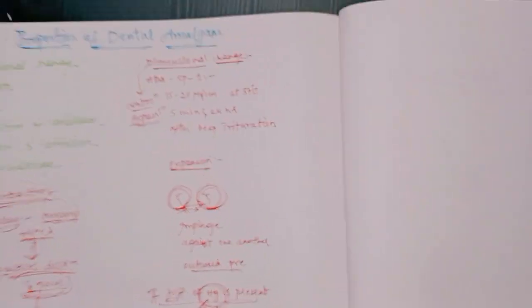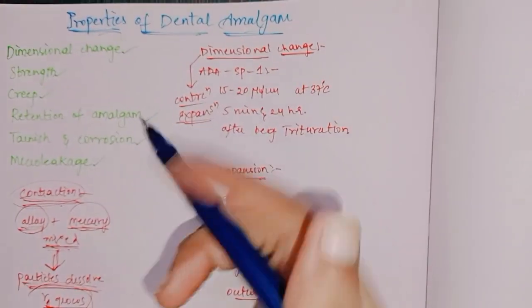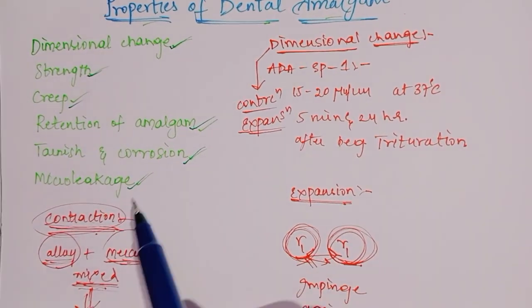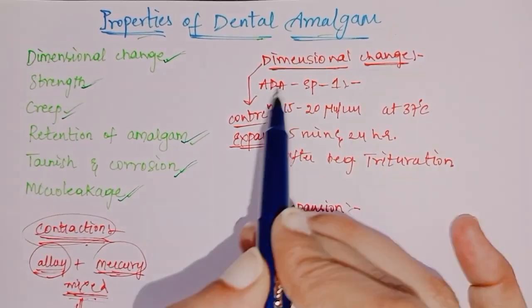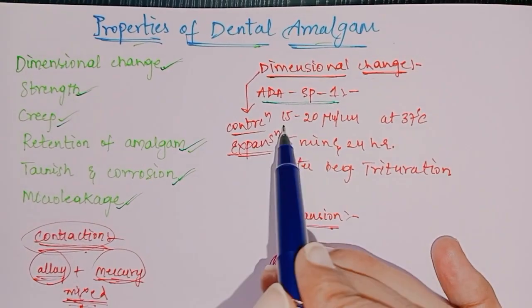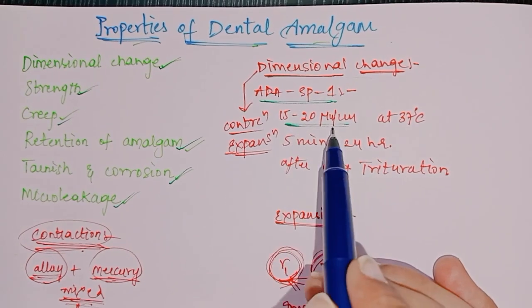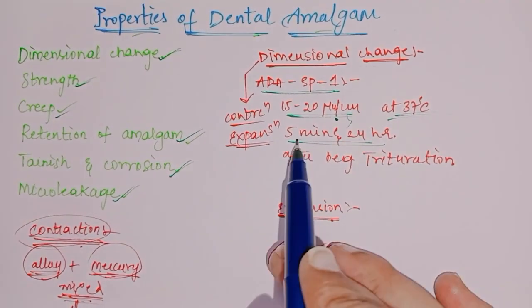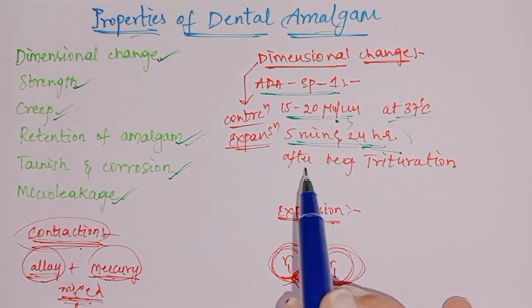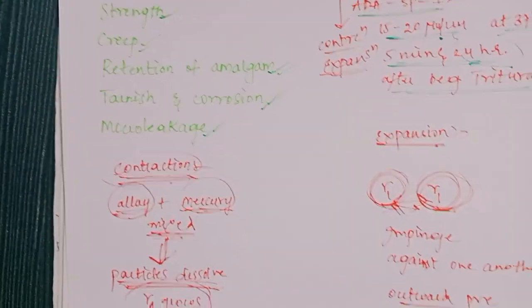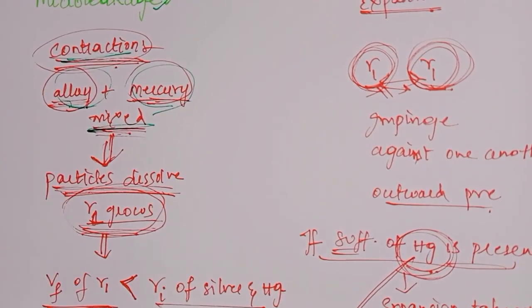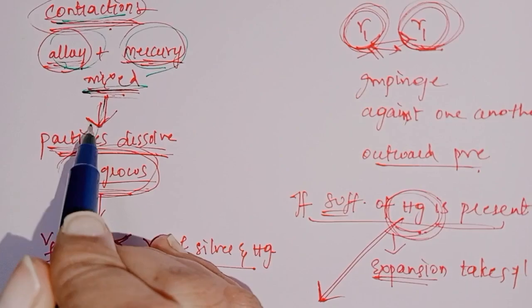Now let us revise what we have studied. Properties of dental amalgam. We have seen all these: dimensional change, strength, creep, retention of amalgam, tarnish and corrosion, and microleakage. According to ADA specification number 1, the value of dimensional change should be between 15 to 20 micrometer per centimeter at 37 degrees Celsius, within 5 minutes and 24 hours after the beginning of trituration. When it comes to contraction, when alloy and mercury are mixed together, the contraction begins.